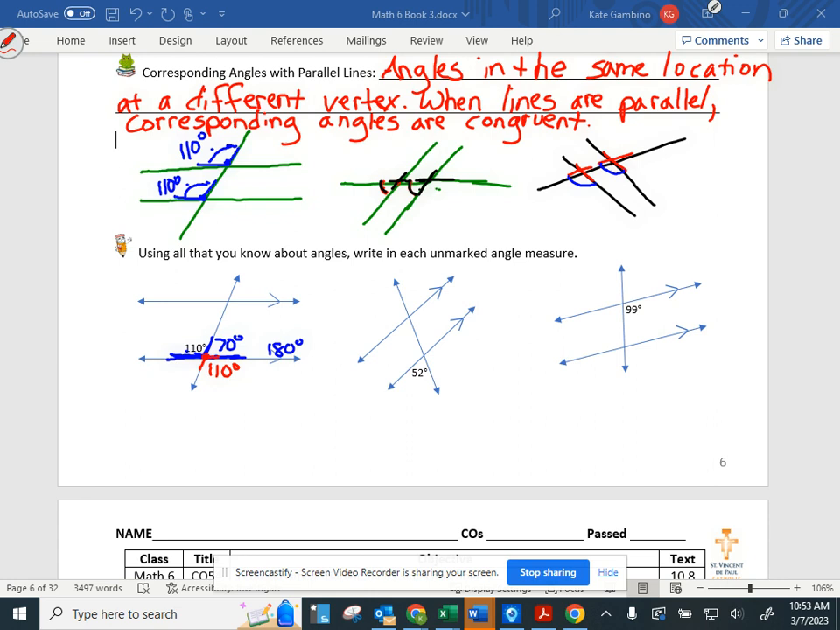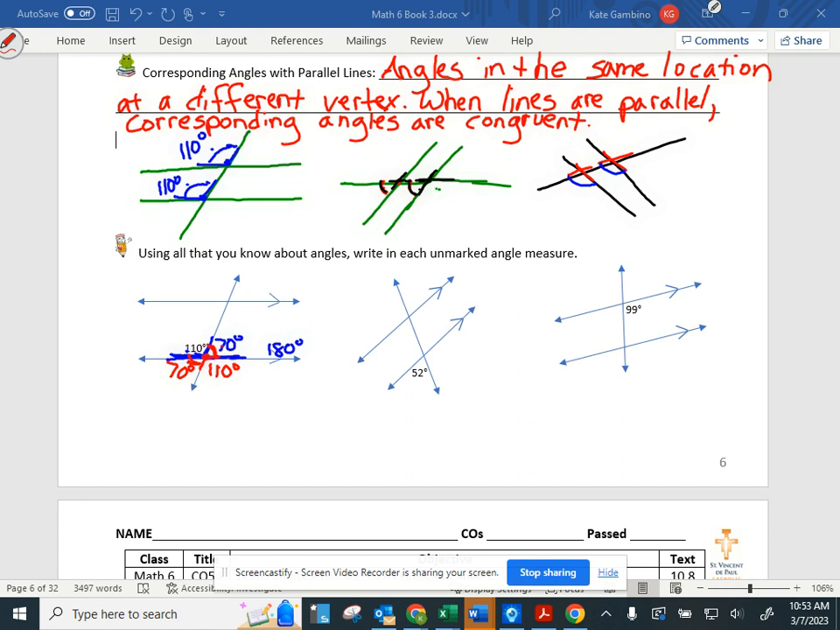So if this is 110 degrees and this is 70 degrees, what is this angle going to be? 70 degrees because it is opposite of this 70 degrees. They are vertical angles. And if we add it to our 110s, it makes those straight angles to be 180.